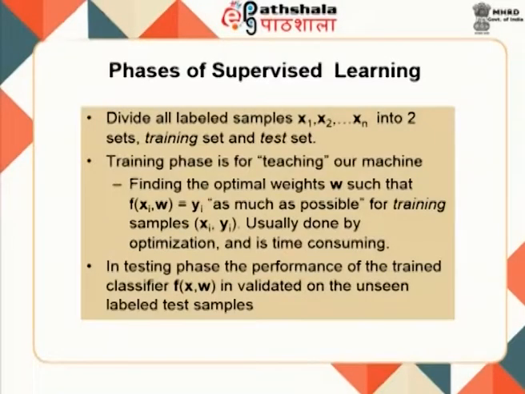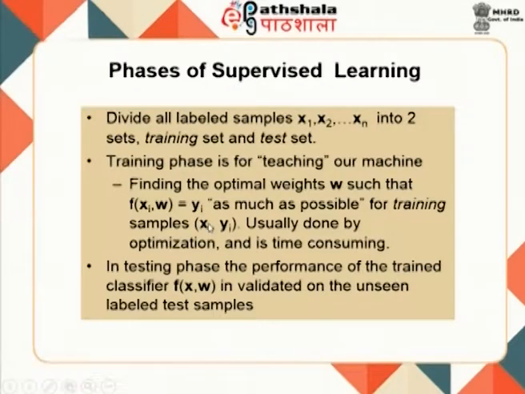So, you have to find the optimal weight such that, just taking an example like this, f of x, w is equal to y_i as much as possible for the training samples x_i, y_i. This is usually done by optimization, and this is quite time consuming. So, this is a function of x_i comma w which will give me the output y_i.